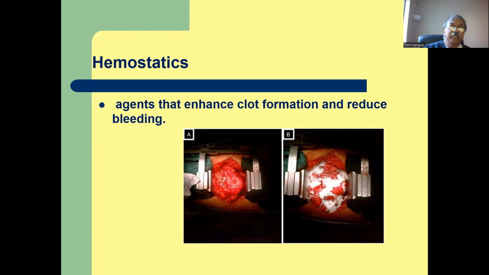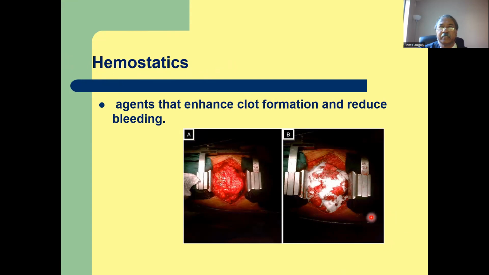And this type of bleeding can be stopped by using a hemostatic agent. A hemostatic agent is an external agent that is available from the pharmacy in many different shapes and many different consistencies. Some of them are liquid, some of them are powder, and some of them are just like a little sponge.